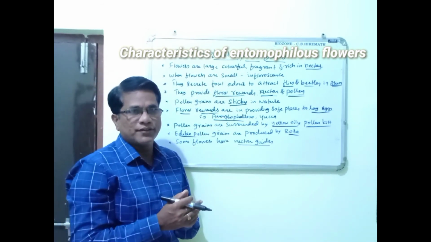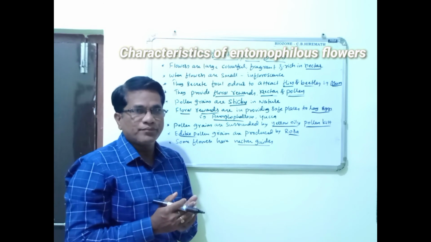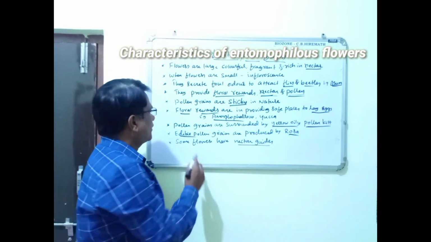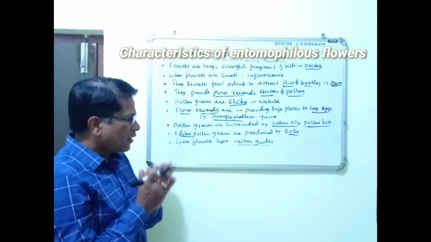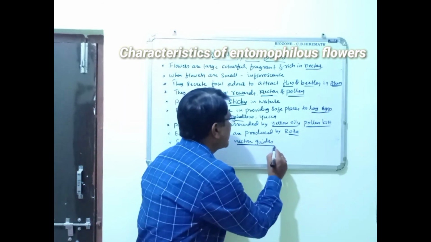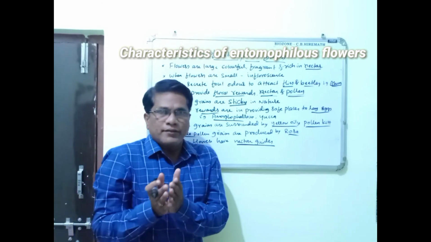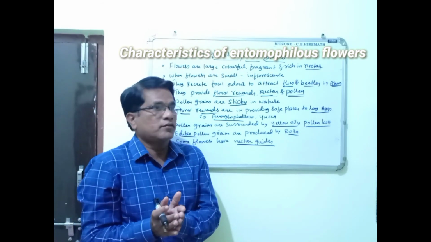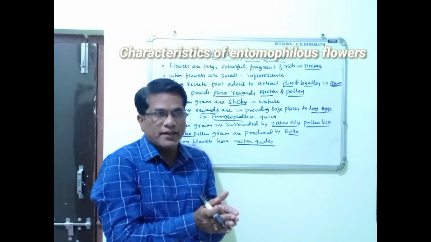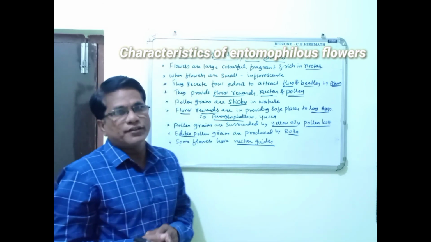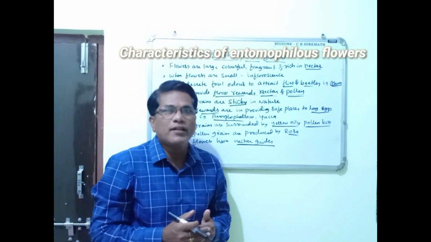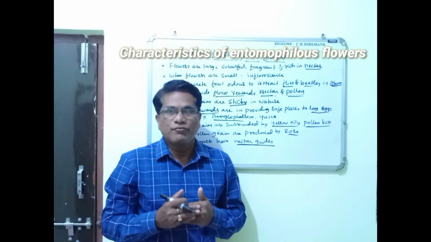So for these edible pollen grains, the insects often visit the plants, and some flowers also have nectar guides. Remember, these guides are nectar guides. They show the pathway for the insect, and the insect easily reaches those areas where the pollen grains are located. So these are all the important characteristic features of entomophilous flowers.